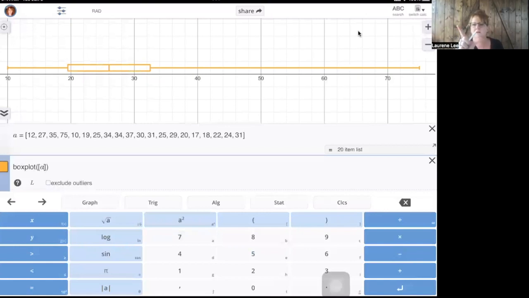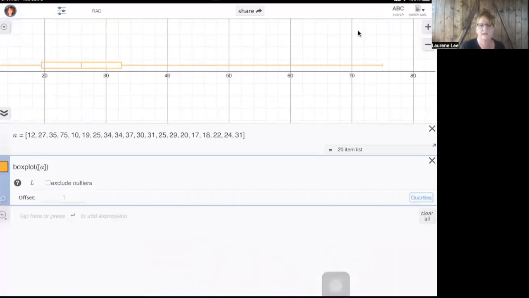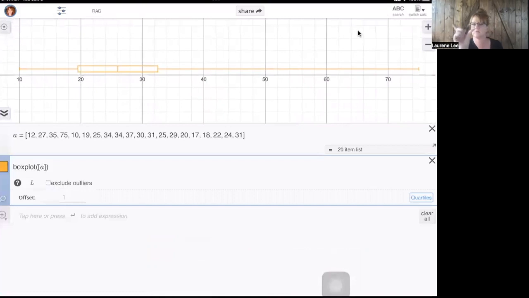You can zoom out and zoom in like this, and you can move the graph one way or another until you see it. So I'm going to do that and show you how that looks. You can zoom way out, you can zoom way in, you can slide to the left or right, that kind of thing, until you see where that box plot is.